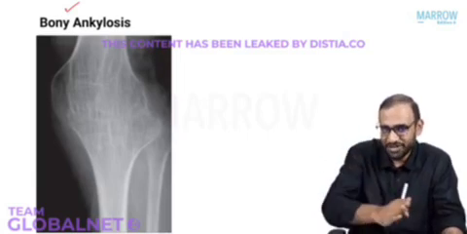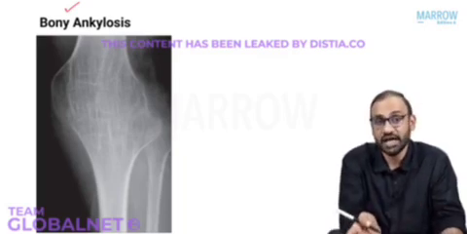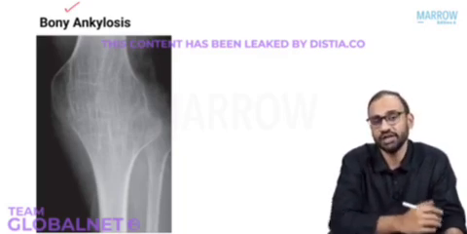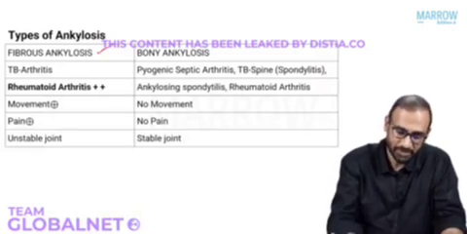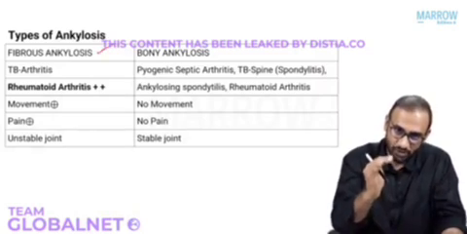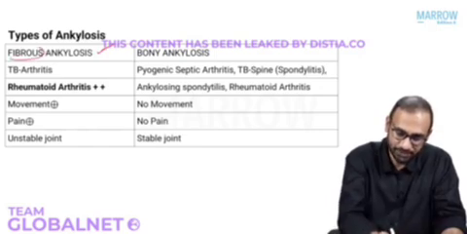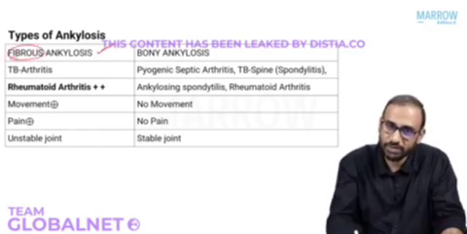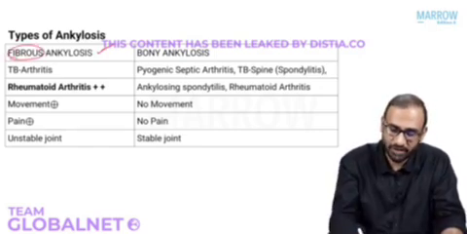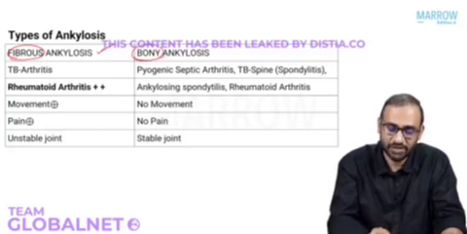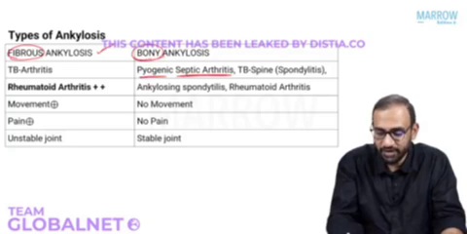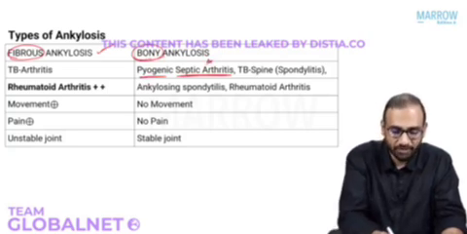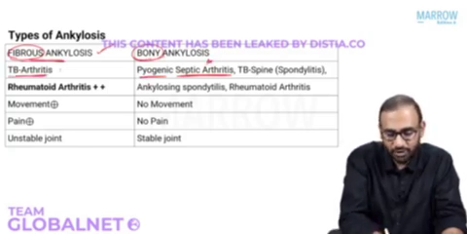So let's try to differentiate between bony and fibrous ankylosis, and let's see in which conditions you get bony and in which conditions you get fibrous. So fibrous ankylosis, what happens? There is fusion between the raw ends of the bone with fibrous tissue. Bony ankylosis, what happens? There is fusion between the raw ends of the bone with bone. So bony ankylosis usually occurs because of pyogenic septic arthritis. Very, very important. And fibrous ankylosis usually occurs because of tubercular arthritis.